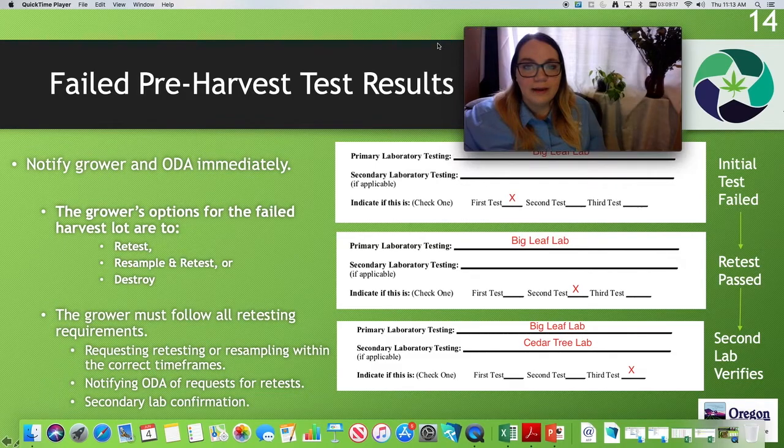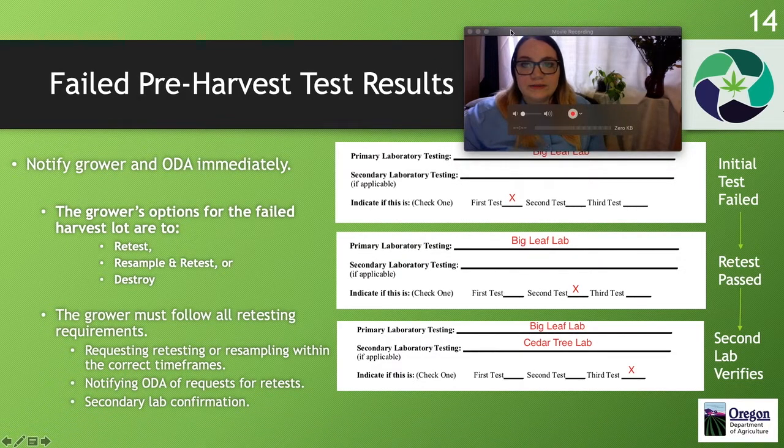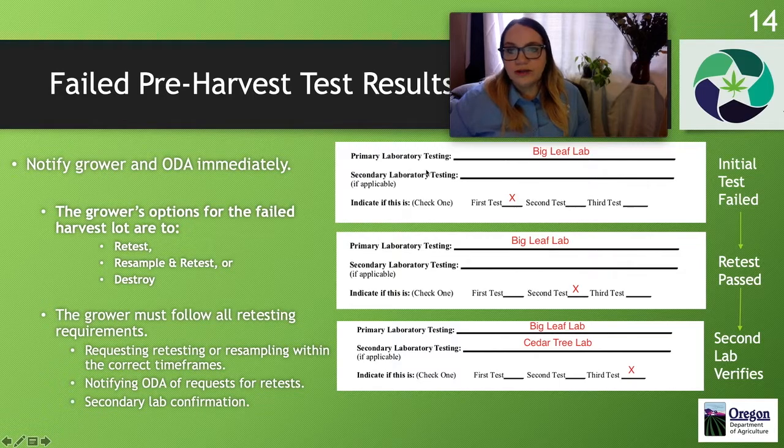Okay, so let's go over what happens when a grower fails a pre-harvest test. If you get notice that a grower failed, you need to report that to the ODA and to the grower immediately. I work with the grower after receiving that failed harvest test, so a lot of times there's some communication back and forth, and they might be asking other things of you. Keep in mind, this is explained in OAR 603-048. It explains in detail what the retesting process is like, what the resampling process is like. So please read up on that because it pertains to you.